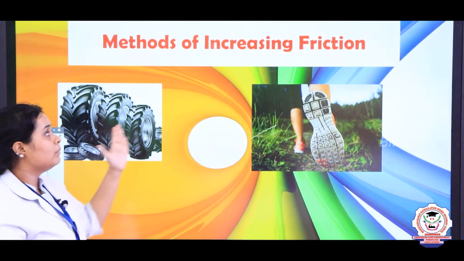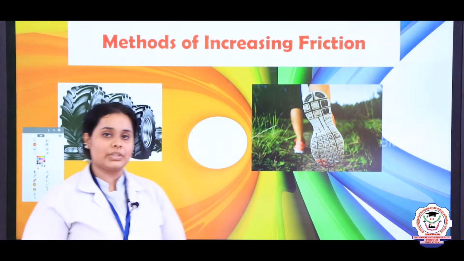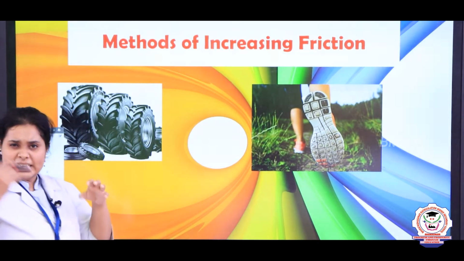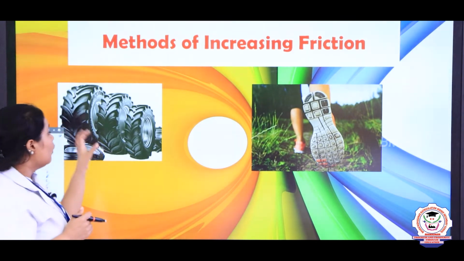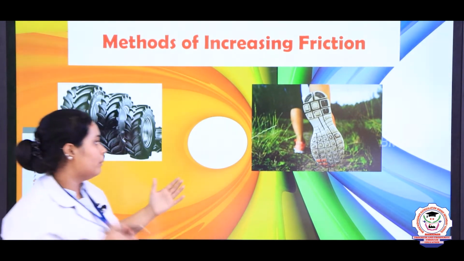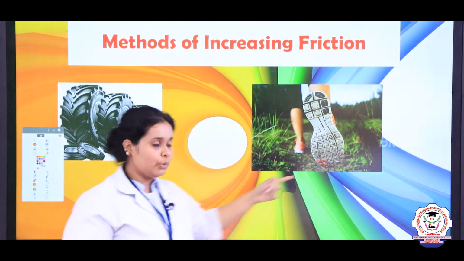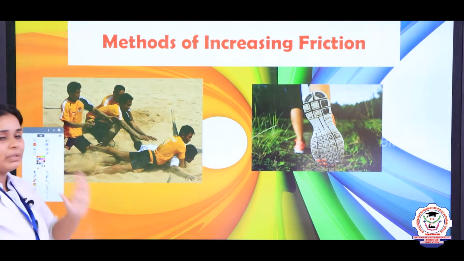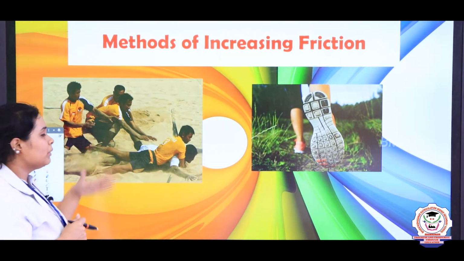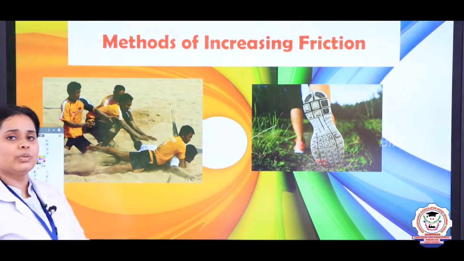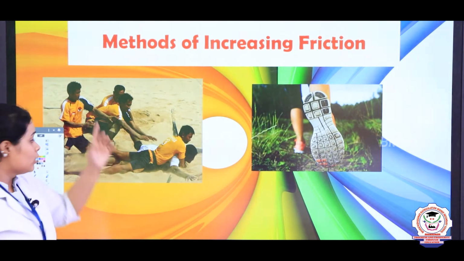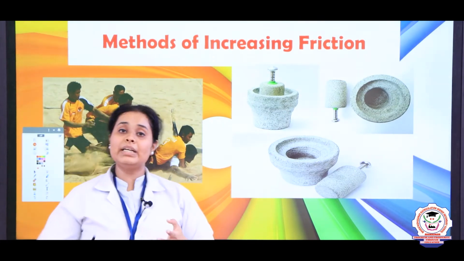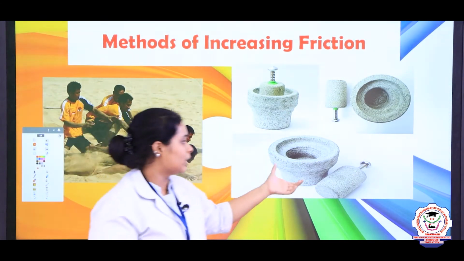Now, let us see the methods by which you can increase friction. First, you can increase friction by the deep grooves inside the wheels. Only then will it move normally. Then the soles in the shoe. After that, mud. See children, when people are playing kabaddi, they use mud or some powder so that they do not slip easily. And when you need to grind rice or dal, you will use something made of stone.